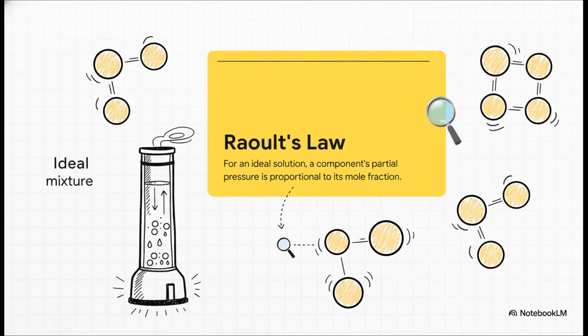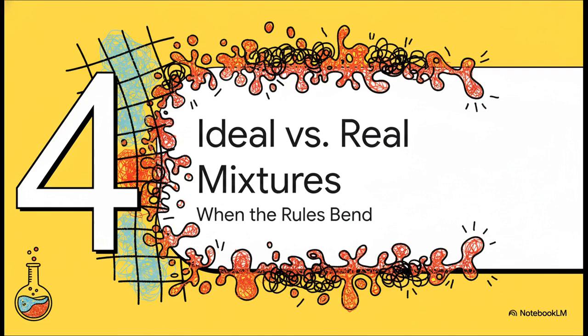Now, in a perfect world, in what we call an ideal mixture where all the different molecules get along perfectly, we can predict this behavior with amazing accuracy using a rule called Raoult's law. This is the best-case textbook scenario for any separation. But, as you've probably figured out, the real world is almost never that simple, or that perfect. Sometimes, mixtures just refuse to play by the rules.